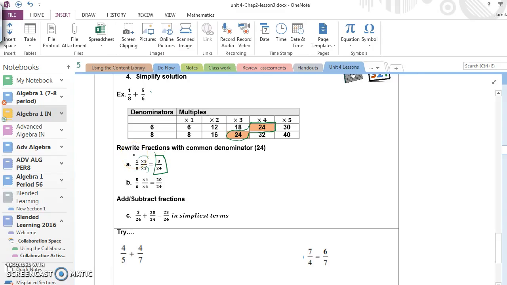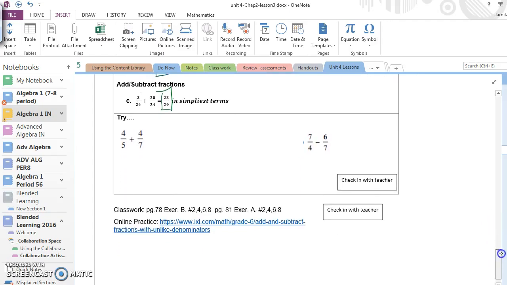Now let's look at 5/6. Well, 6 times 4 gives me 24 for the denominator, so I multiply the numerator by 4 and I get 20/24. Now notice 1/8 has changed to 3/24, 5/6 to 20/24. Now both fractions have the same denominator. Now I can add them. So 3/24 plus 20/24 is 23/24. My solution is already in simplest form, so it will not reduce.